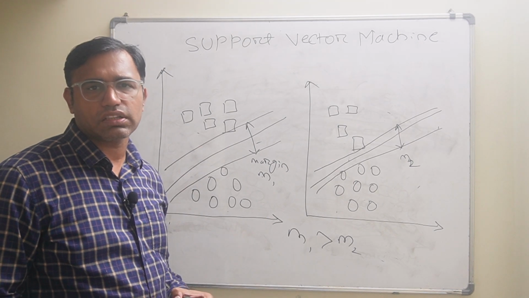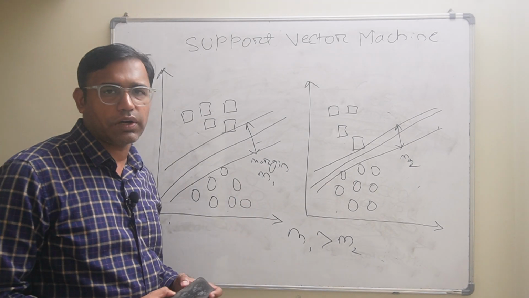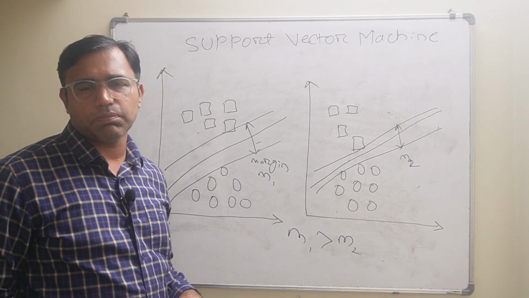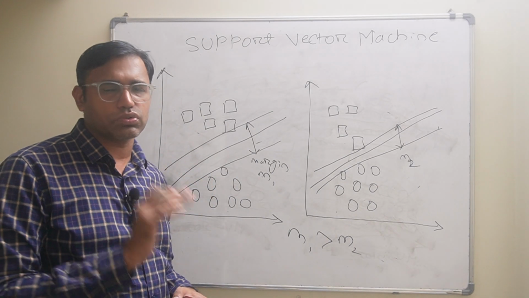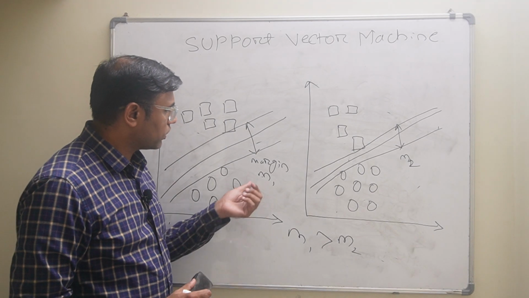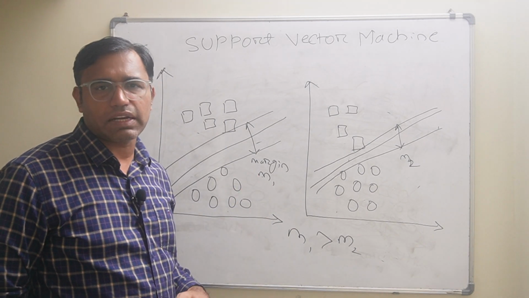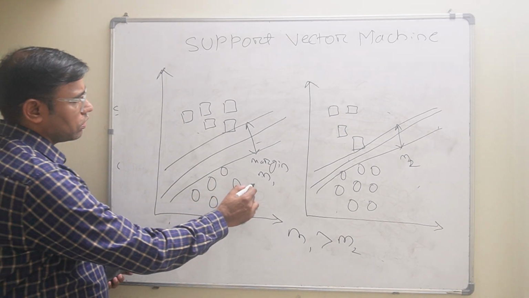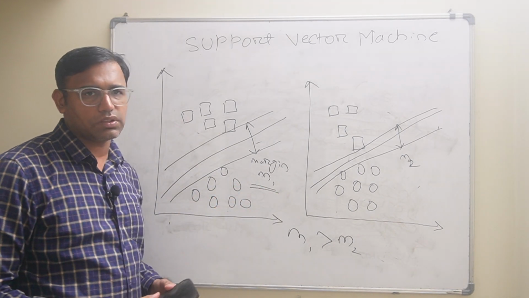So how to select the model which provides better prediction? You have to calculate the length of the margin. If the margin length is more, then you have to select that model. So that's why there is a lot of importance of the margin in the support vector machine. So this is how the support vector machine works.